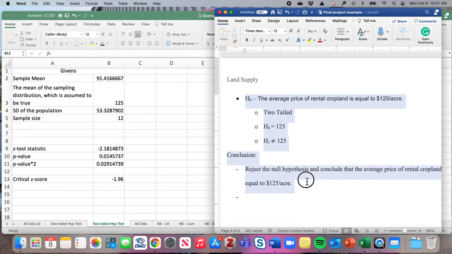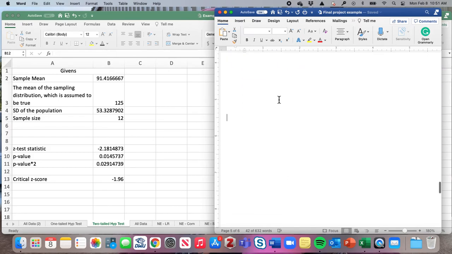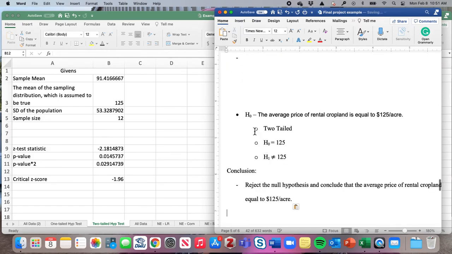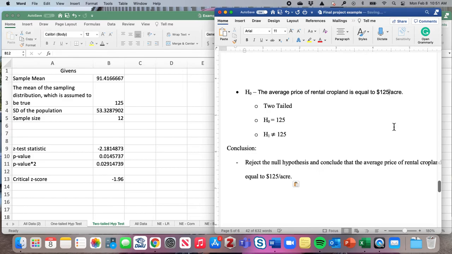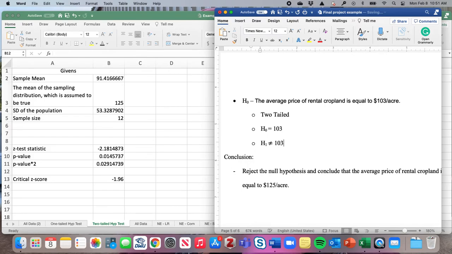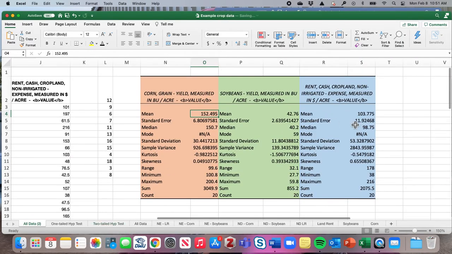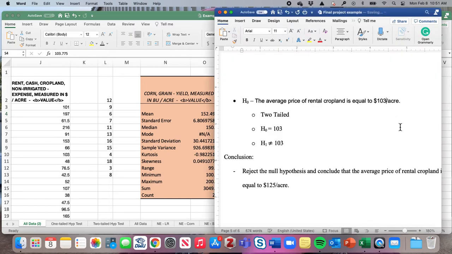Now let's try this again with a different number. So let's come down here a little further. All right. What if we said that the average price of the cropland was 103? That 103 is coming from the fact that the actual average of the population was 103. Or I guess we could say 104. Let's do 104. $104 per acre.